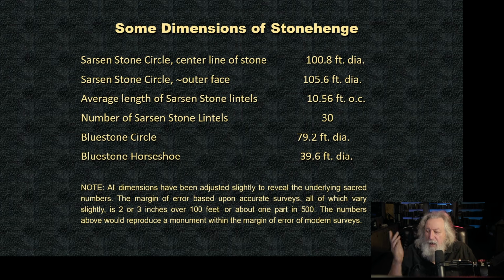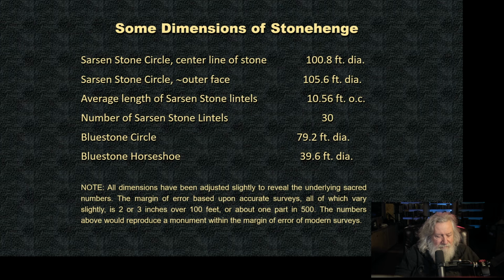It suggests that there's a common unit of measurement involved, that you've got 10.56 feet for the average length of the separation of the sarsen stone lintels, and you've got 105.6 feet, give or take a few inches, being the diameter of the outer face, right? Now, those numbers to me are very interesting, and here's the reason why. If you put 105.6 into a calculator, and then multiply that by 50, you've got exactly our modern mile, 5,280 feet.